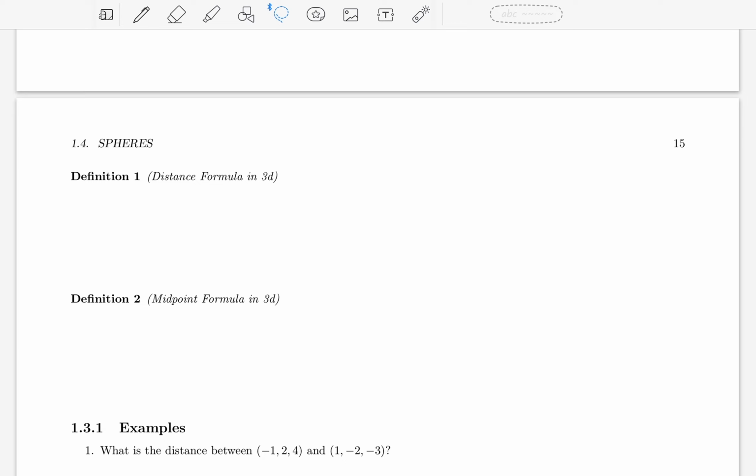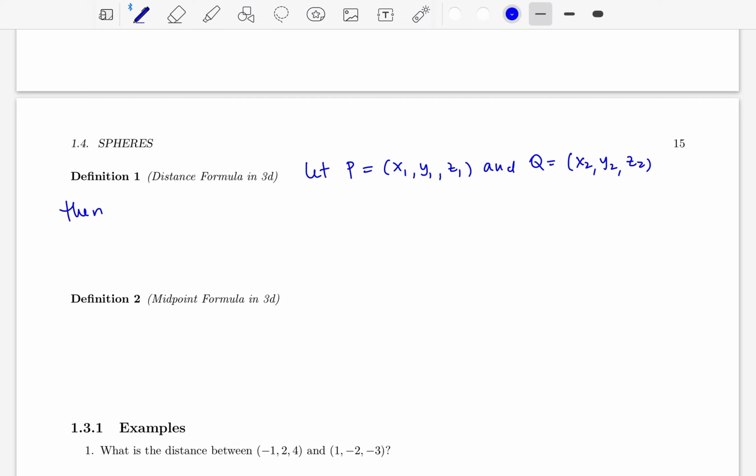So long story short, I'm going to just use a notation. I'm going to say the distance. So let P be equal to x1, y1, z1, and Q is the point x2, y2, z2. Then the distance between P and Q, two points in R3, is given by the distance formula. So it'll be the square root of x2 minus x1 squared plus y2 minus y1 squared plus z2 minus z1 squared, okay?